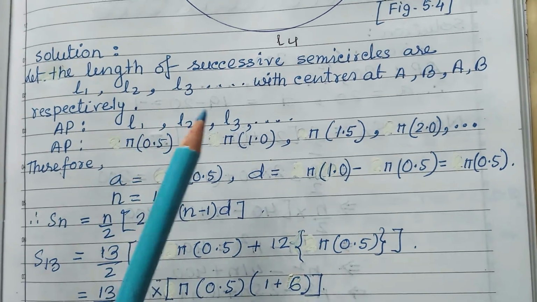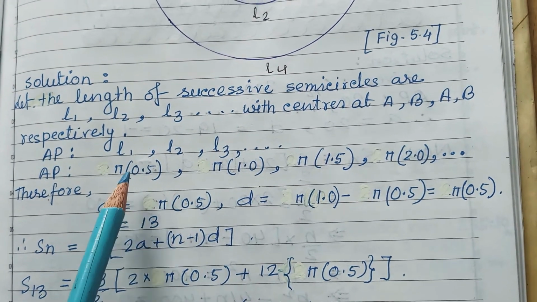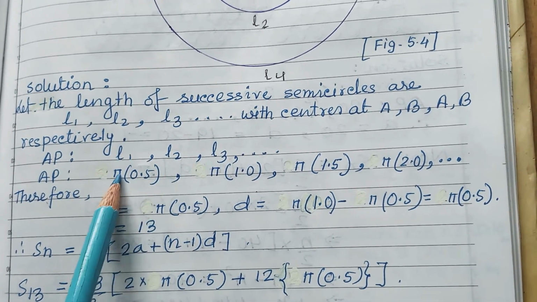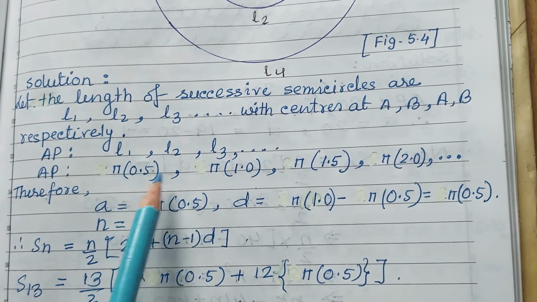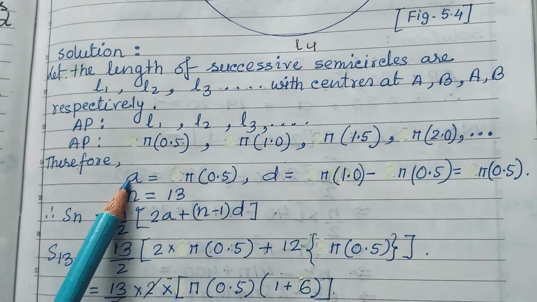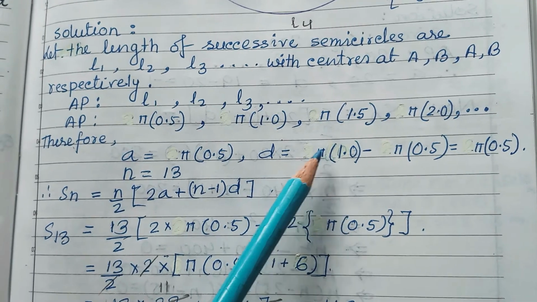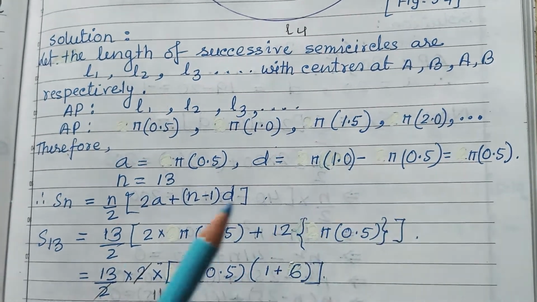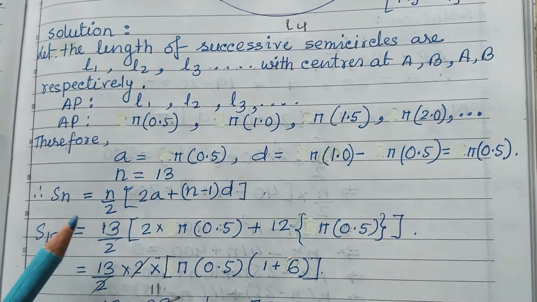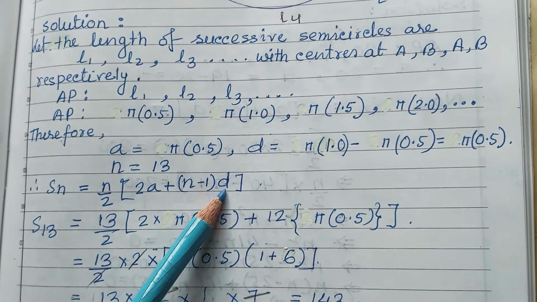In the AP the first term is pi r. The full circle's circumference is 2 pi r, and it is a semicircle, so it is pi r. First one is pi into 0.5, next is pi into 1.0, pi into 1.5, and so on. Now a is pi into 0.5, d is this minus this, it is also pi into 0.5, and n is 13 semicircles of the spiral. Now the sum of the length of the spiral, Sn is equal to n upon 2 into 2a plus n minus 1 into d. It is the formula.